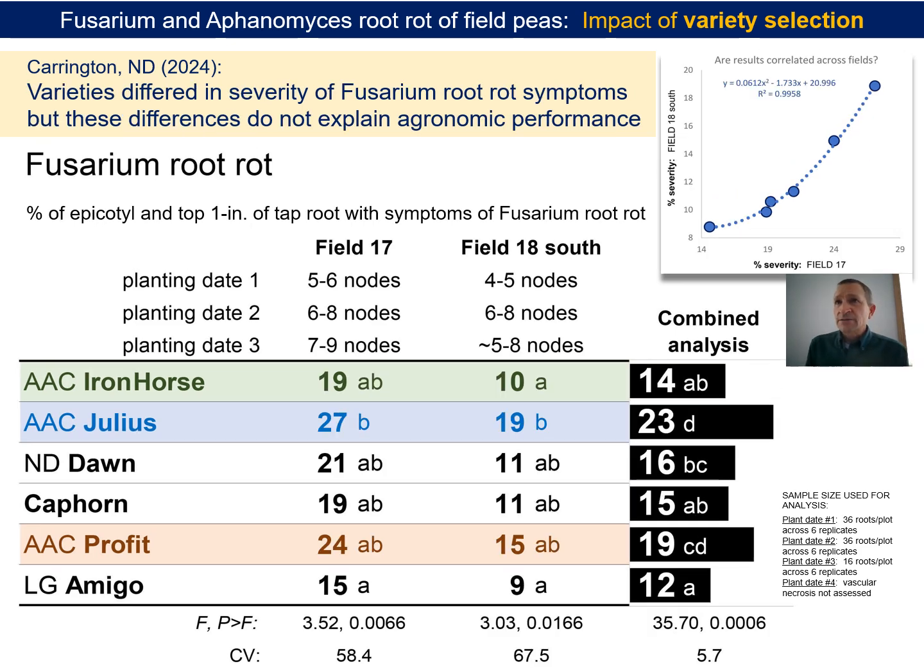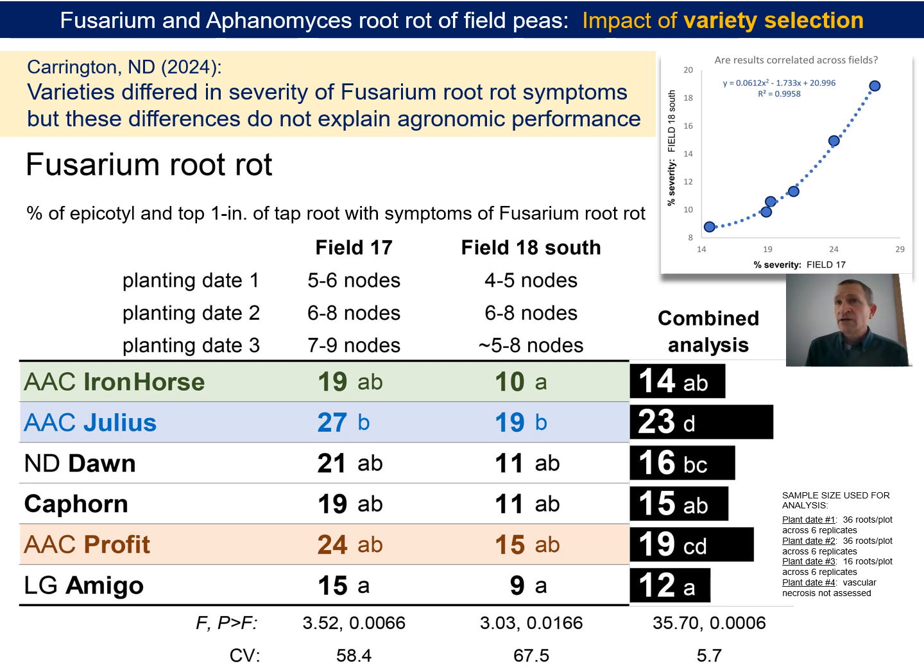What about Fusarium root rot? We evaluated the severity of the symptoms characteristic of Fusarium root rot. And what we saw was moderate severity. And if anything, Julius was more susceptible than some of the other varieties. Now, Julius, of course, was one of our better performing varieties agronomically. So what this would suggest is that differences in susceptibility to Fusarium root rot were not the main driver of the observed symptomology.